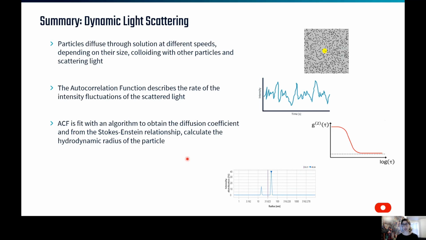And by looking at the rate of the fluctuations, we can then correlate how quickly the fluctuations are occurring to derive the autocorrelation function. And the autocorrelation function is fit to extract a diffusion coefficient from the rate of decay. And using the Stokes-Einstein relationship, knowing the viscosity and the temperature of the solution, we can then calculate the hydrodynamic radius of a particle.